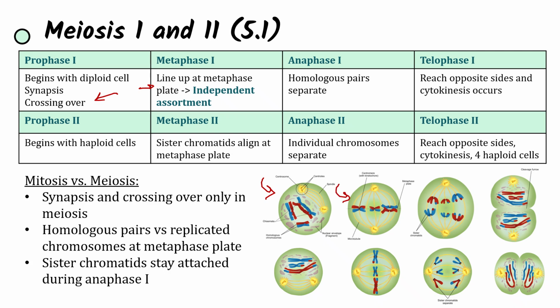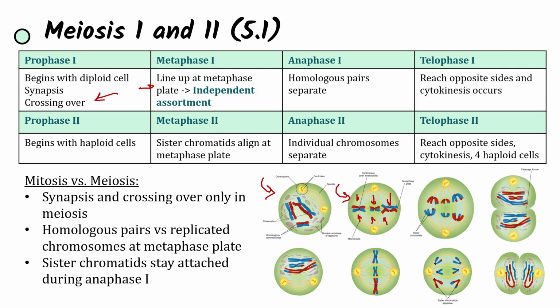But there's independent assortment, meaning that there's going to be a random orientation on which side the maternal and paternal homologous chromosome is going to be. So here, for instance, we have 2 of the, let's call these the maternal chromosomes, and a single paternal chromosome, whereas on the other side of the cell we have lined up at the metaphase plate 2 paternal and 1 maternal. And this is a 50-50 chance for whatever orientation the homologous chromosomes are going to be.